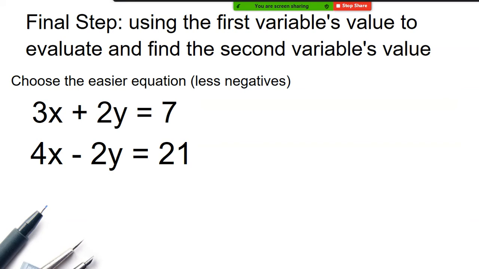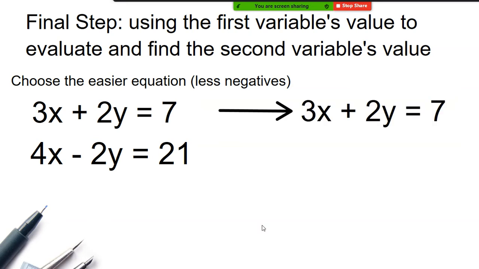So I want you to notice that we have two equations. You don't need to write both of them down again, but we need to choose the easier equation. Now, when I say easier, I mean less negatives. So when I look at these two equations, I say, you know what? I think that top one has less negatives. So I'm going to use the top one. Let's write that top one down. Go ahead, write it in your paper right now. 3x plus 2y equals 7.